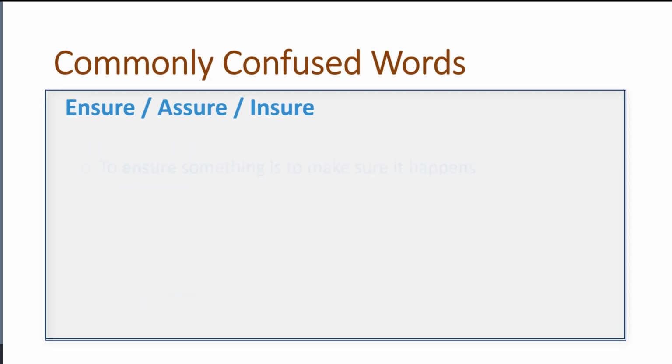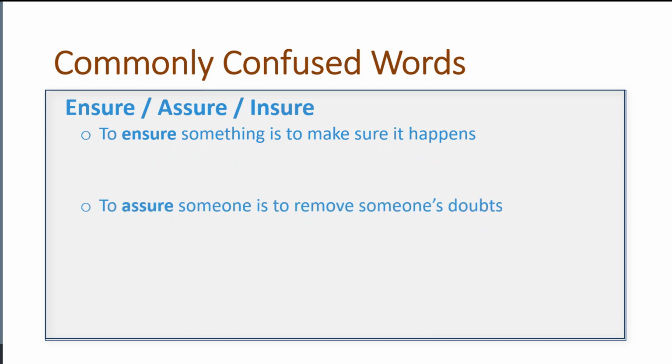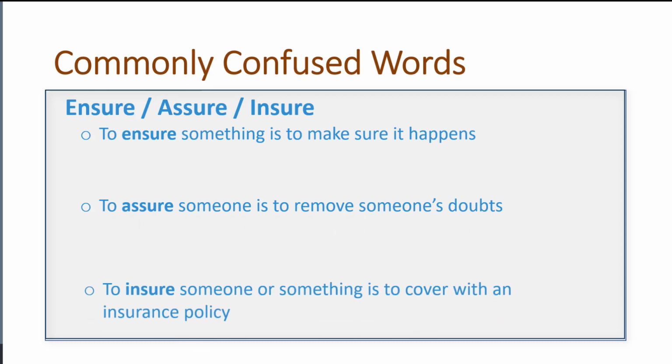To ensure something is to make sure it happens. To assure someone is to remove someone's doubts. To insure someone or something is to cover it with an insurance policy. Now that last use of this word is something we are unlikely to see when writing documents here at work, so let's concentrate on the other two.